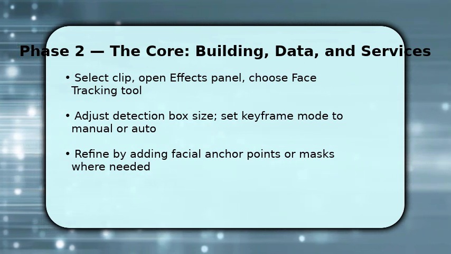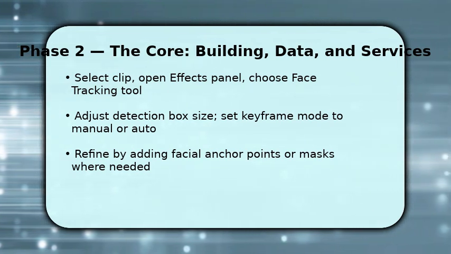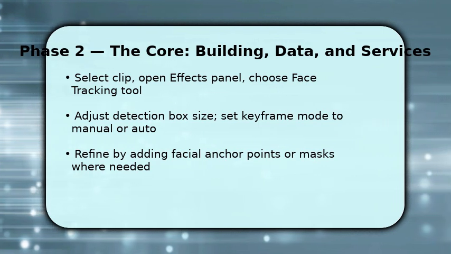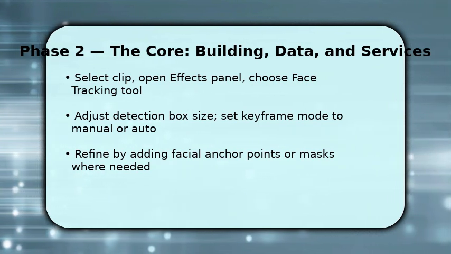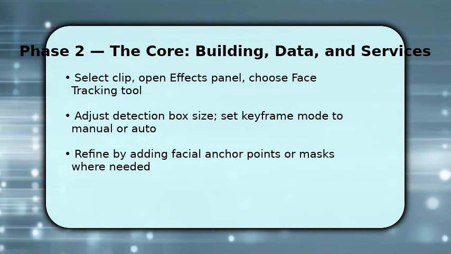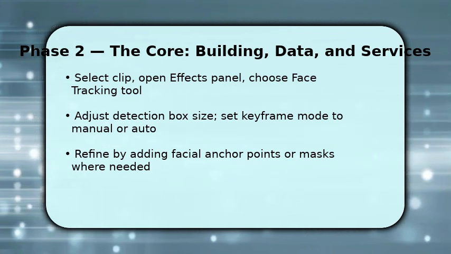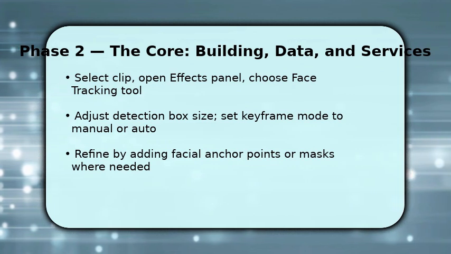Resize the detection box to fit the subject's face tightly, then choose auto tracking for simple motion or manual keyframes when occlusion occurs. Make sure to add facial anchors or masks for eyes, mouth, or nose so overlays stick precisely.